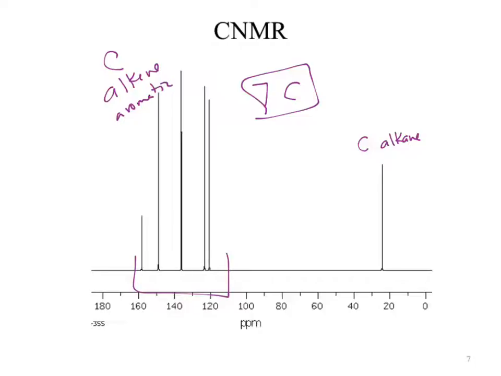Alkenes and aromatics. There are 7 peaks, which means 7 carbons. Does that mean exactly 7? No, it means 7 unique carbons. Because if they aren't unique, where does the signal show up? The exact same place, and we can't differentiate it. Okay? I think I wrote that in less than 15 seconds.